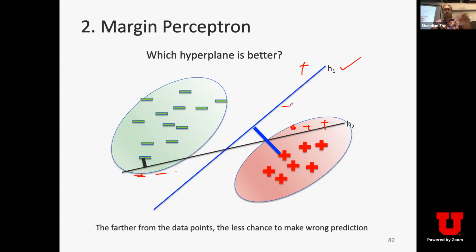And we will see this idea again and again. When we talk about support vector machines, we'll see that essentially support vector machines try to find a hyperplane which has the largest margin for the data set.